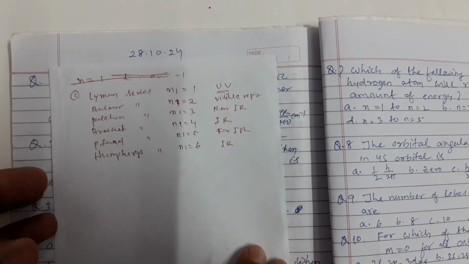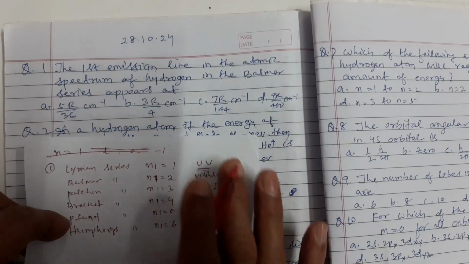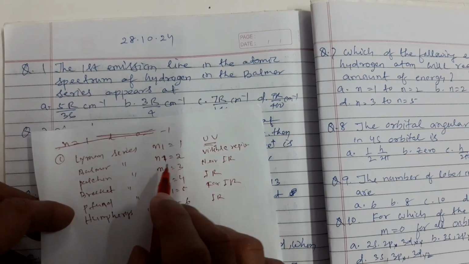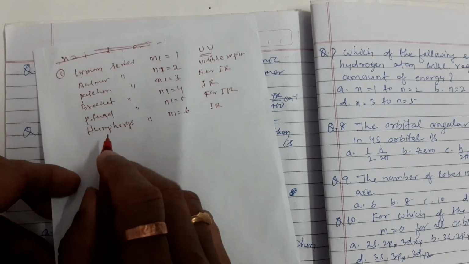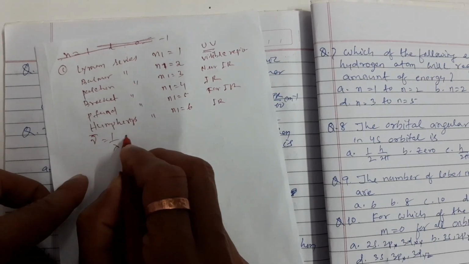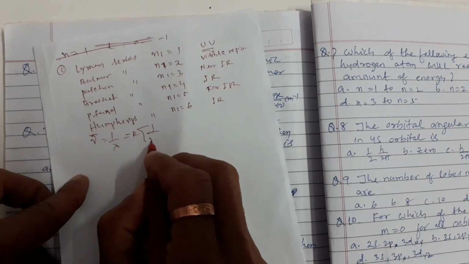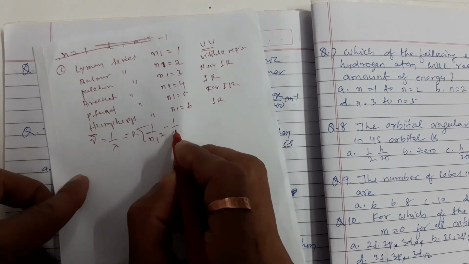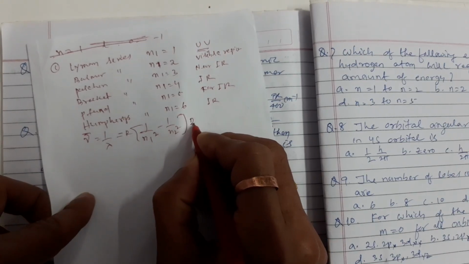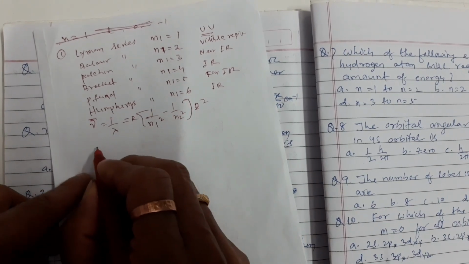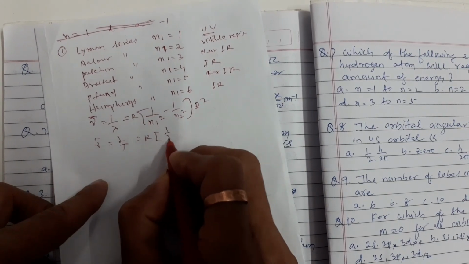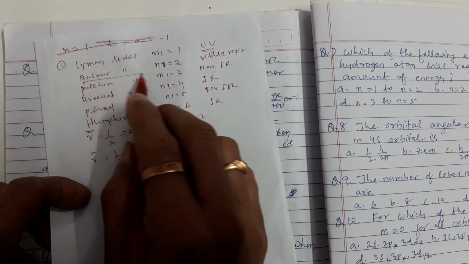The first question: the emission line in the atomic spectrum of hydrogen in the Balmer series appears at what? So for the Balmer series, you take nu bar or 1 by lambda equal to R times 1 by n1 square minus 1 by n2 square, multiplied by atomic number Z square. So here, what will happen? 1 by lambda equals R times 1 by 2 square.